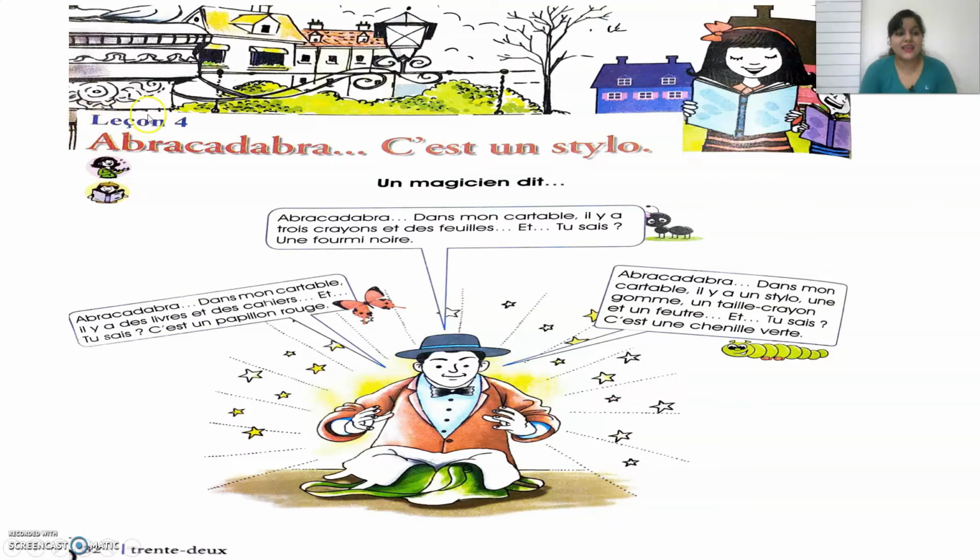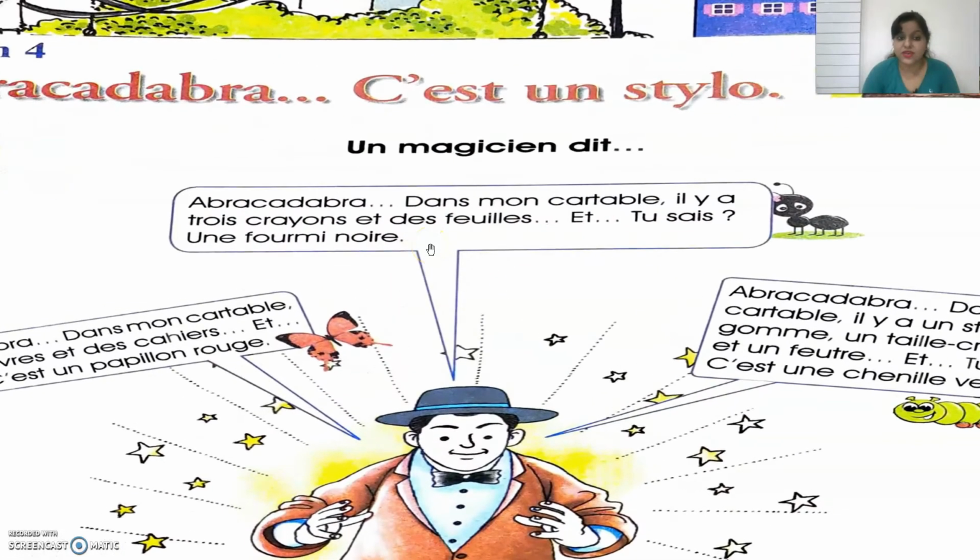So it's written Leçon 4, Abracadabra, c'est un stylo. That means abracadabra, it's a pen. Un magicien dit. That means a magician says. So what does he say? So let me just zoom in up. So he says abracadabra dans mon cartable. Dans means in. Mon means my. Cartable we learned it, that is bag.